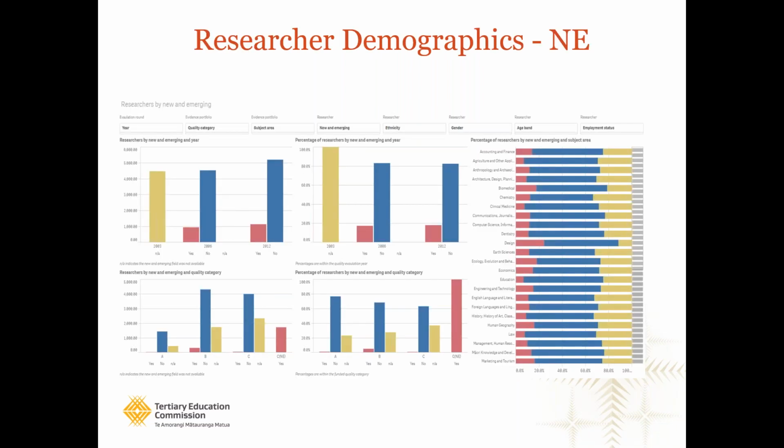So the Researcher Demographic app is in some ways, the functionality is very similar to the final results app. But unlike the final results app, this information is new. So this particular sheet, we start off on new and emerging as a focus. And it shows the total number and percentage of new and emerging researchers by year, so the year of the quality evaluation, and funded quality category. So the right-hand bar graph shows the percentage of new and emerging by subject area, and new and emerging is represented in red. All filters apply on the sheet, and as we'll explore shortly, can be used to create different researcher profiles.